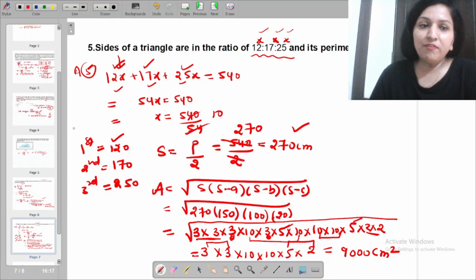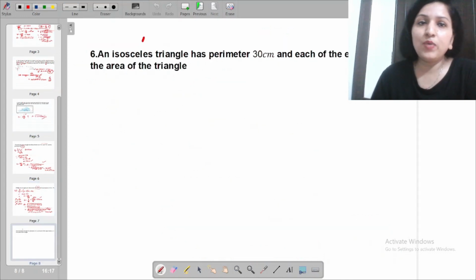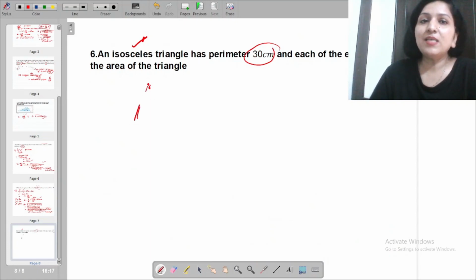We have already done 5 questions. 6th question is very much simple that you can do yourself. It's about an isosceles triangle where the perimeter is given and the two equal sides are 12. Isosceles triangle is something like this, where two sides are equal and the third side is unequal. Equal sides are given to you as 12, 12 and the perimeter is 30.